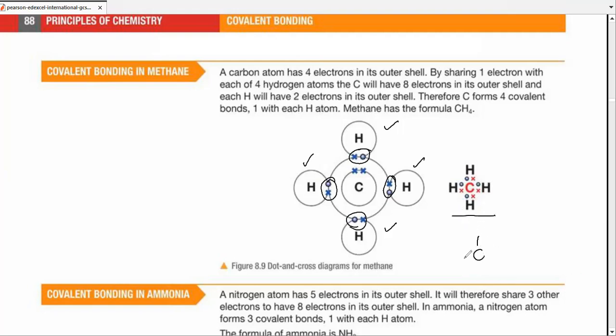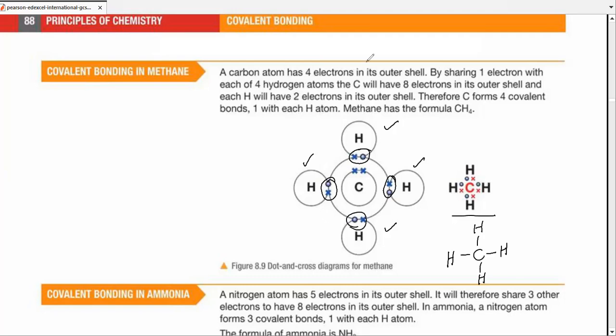It can be drawn like this in case of structure. The diagrams given in 8.9 are dot and cross models for the entire structure or just with the outer electrons on. Methane has the formula CH4.